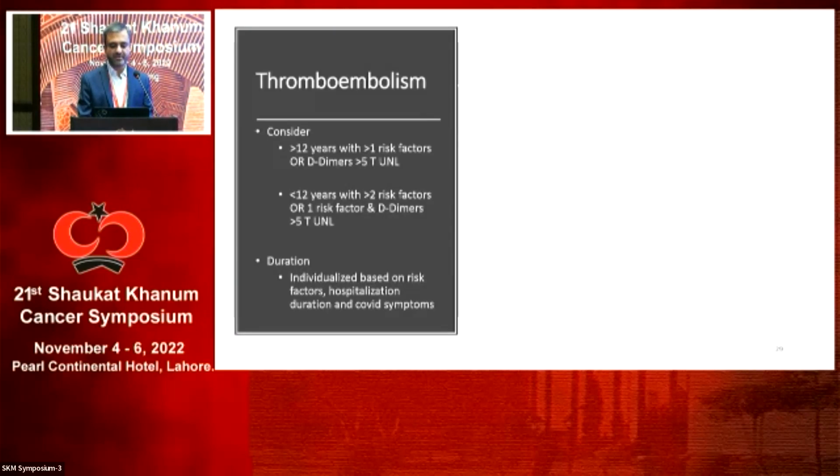So coming on to the thromboembolism. Thromboembolism prophylaxis should be considered in children, traditionally in children above 12 years with at least one risk factor, or when the D-dimers are above 5 times the normal limit. And if the age is less than 12, then if the risk factors are 2 or more, or if there is one risk factor and the D-dimers are more than 5 times normal. Duration has to be individualized based on the risk factors, hospitalization, its duration, and the COVID symptoms.